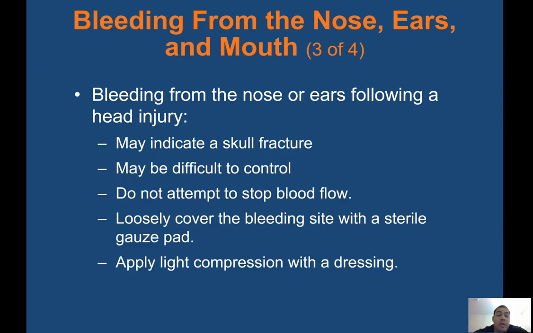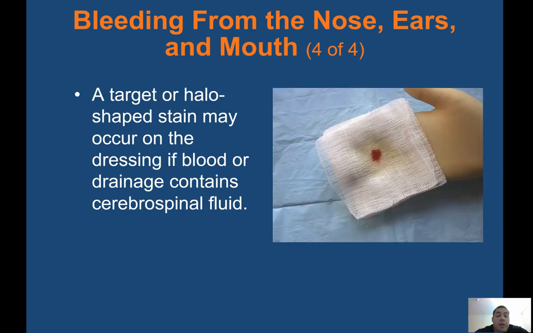So bleeding from the nose or ears following a head injury may indicate a skull fracture. It may be difficult to control. Do not attempt to stop blood flow. Loosely cover the bleeding site with a sterile gauze pad. Apply light compression with a dressing. A target or halo-shaped stain may occur on the dressing if blood or drainage contains cerebrospinal fluid.